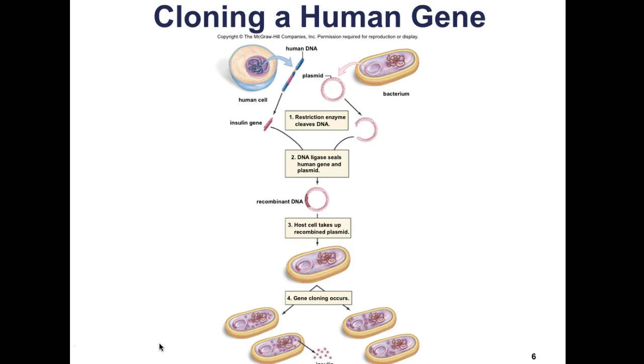So here are the steps of cloning a human gene. The first thing you would do is get that plasmid vector and the human DNA, and use restriction enzymes to cleave the DNA. The restriction enzyme cleaves the DNA. The DNA ligase is going to seal the insulin gene into the plasmid. The host cell takes up that recombinant plasmid DNA, gene cloning occurs, and the bacteria are going to produce a product. So here you can see the gene cloning, and over here you can see the bacteria producing the product, and the product in this case is insulin. So we can see how insulin is made there.